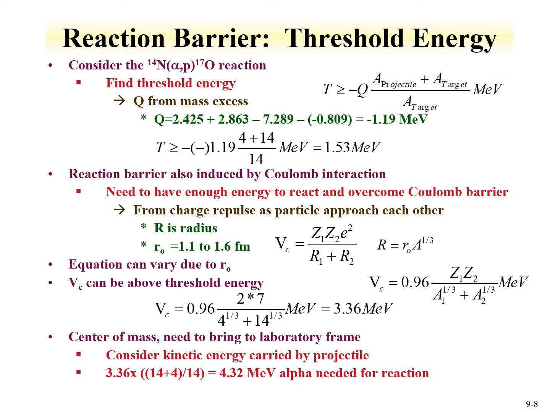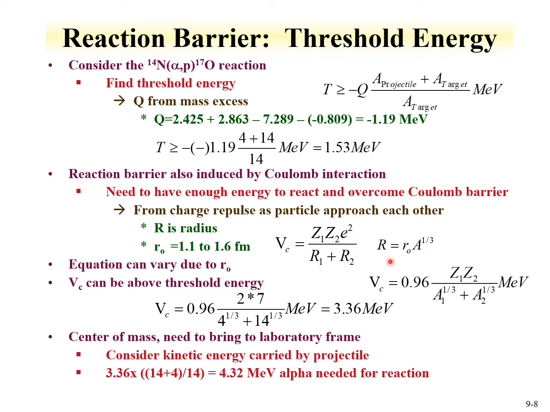The Coulomb barrier is the charge interaction that we need to overcome to get the two particles right next to each other. The Coulomb barrier comes from the fact that I've got to take these charged particles and bring them into contact. So the equation for the Coulomb barrier is listed here. It is a function of the charges, and this is our term describing the charges, divided by the radii.